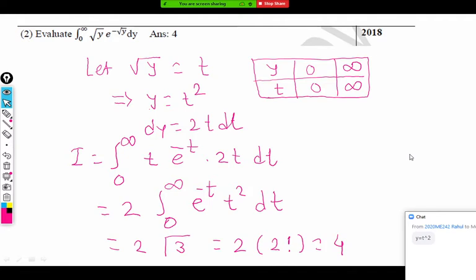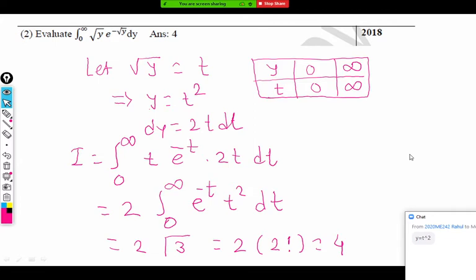Actually, gamma n plus 1 is n gamma n. That is the property that you have to remember. Gamma n plus 1 is n gamma n for fractions and n factorial for n as an integer. Any doubt?